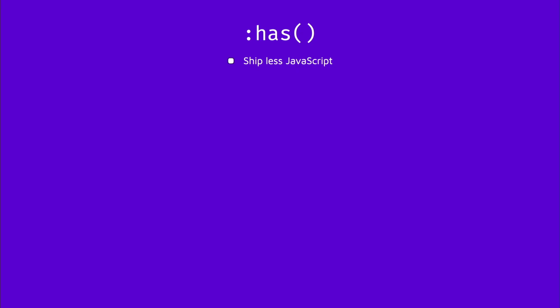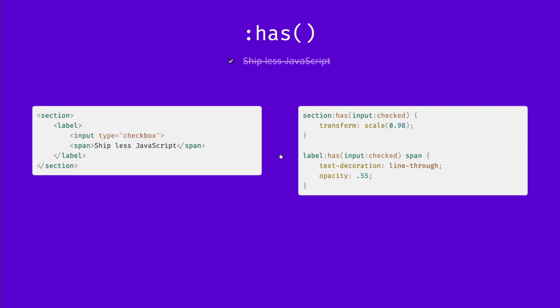So, your to-do for today is ship less JavaScript. And this is also the state machine in JavaScript. You can say, where it can have, if this section has an input that is checked, make it a little bit smaller. If the label has an input that is checked, and the span inside of it, this here, make a line through and set opacity.